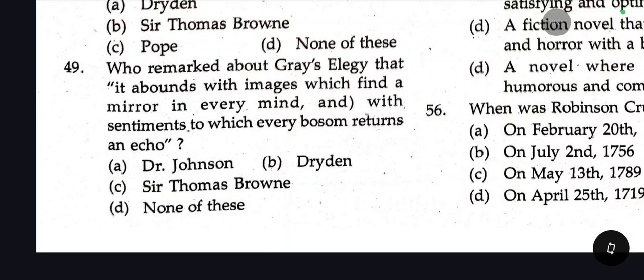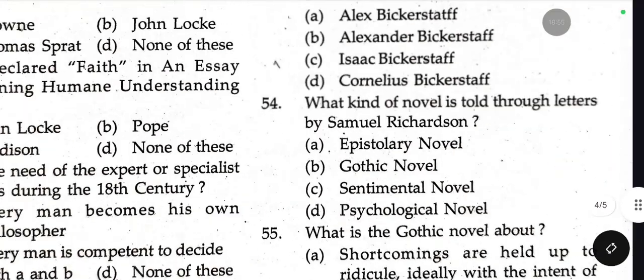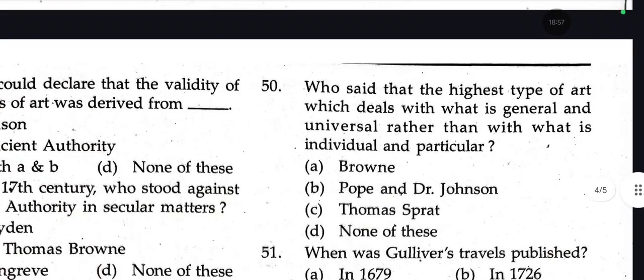Question number 49. Who remarked about Gray's Elegy that it abounds with images which find a mirror in every mind, and with sentiments to which every bosom returns an echo? It was said by Dr. Johnson. Question number 49, answer will be Dr. Johnson.